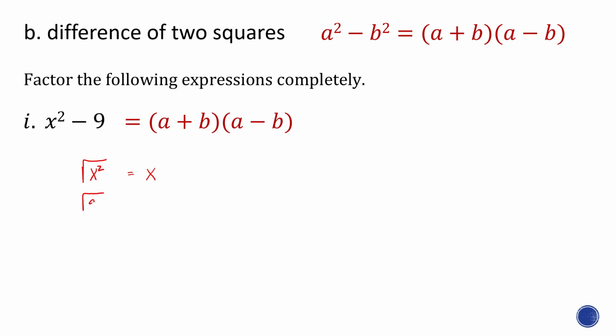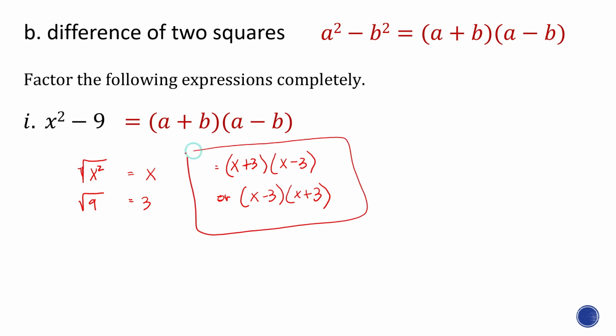And then what about the 9? What about the square root of 9? The square root of 9 is 3. So now that we have the a and the b, all we need to do is substitute those terms to the respective variable. So this is x plus 3 times x minus 3. Now, keep in mind that actually that is also equal to x minus 3 times x plus 3, right? All right, let's go to the next example.